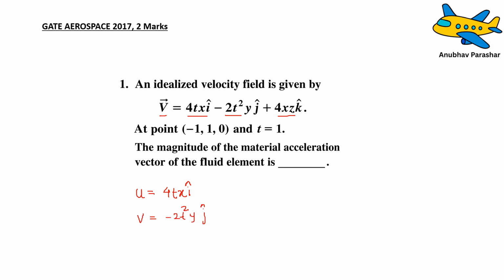We need not write the i cap and j cap because we are simply writing the u component and v component. It is very obvious that the u component is in the x direction. So let us not confuse ourselves by writing the i cap, j cap and k cap. And the w component, that is the z component of velocity, is nothing else but 4xz, right? Now, if you really want to perform the material derivative, we will actually have three components. Let us understand all three components.